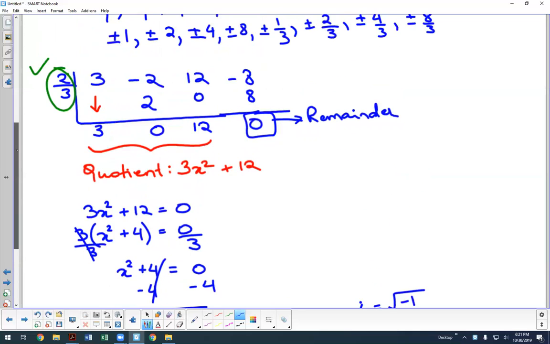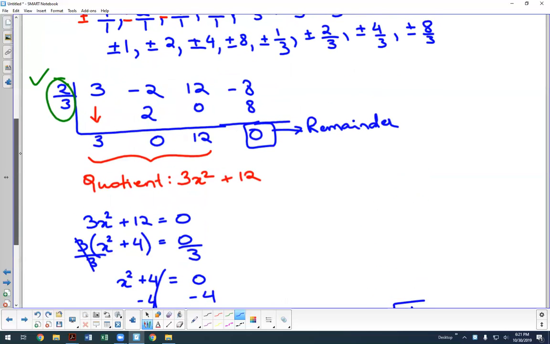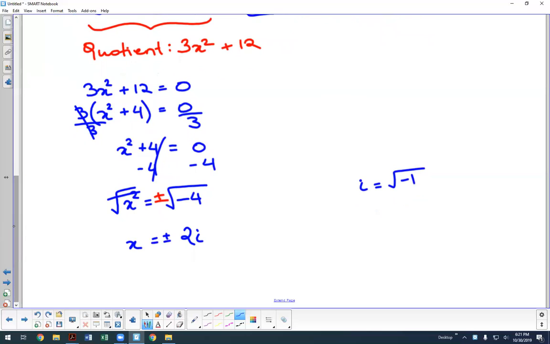So our roots for this polynomial is going to include the 2/3 that we got from the rational zeros. These guys are definitely not in order, so we've got 2/3 from that, and then I've got a -2i and a +2i from when we simplified the quotient, right? So third degree polynomial, and we did expect to see at most 3 roots, and in this case we did get 3 separate roots.